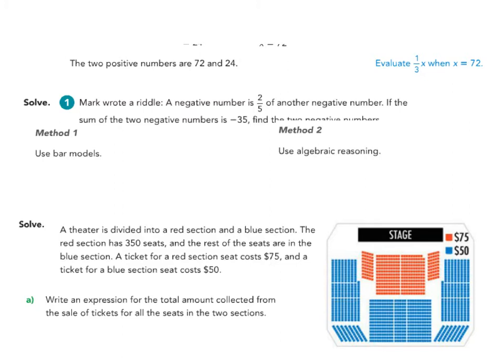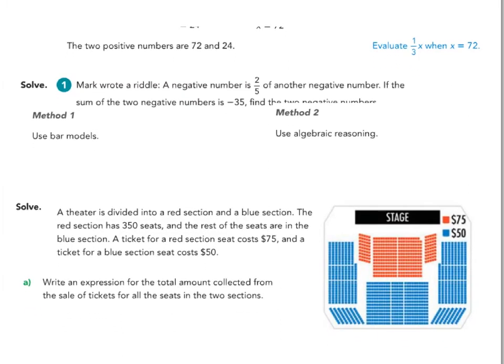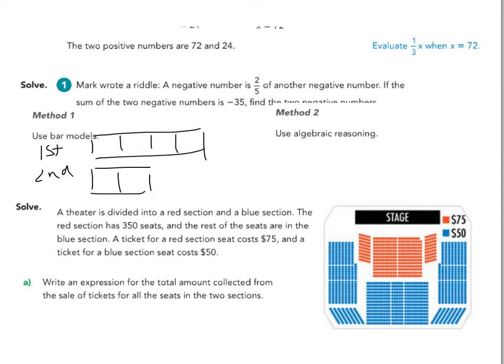Okay, so for our bar model, we have the first number and the second number. Our second number is 2/5, so it's going to be 2 pieces out of 5, which means the first one is going to be 5 pieces out of 5. It says the sum, so if we add them together, it will be negative 35. So together, 5 out of 5 pieces plus 2 out of 5 pieces means 7 out of 5 pieces is going to be negative 35.